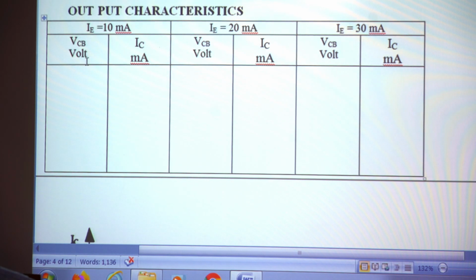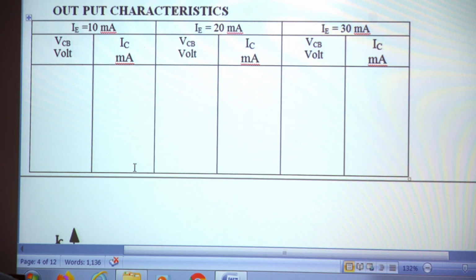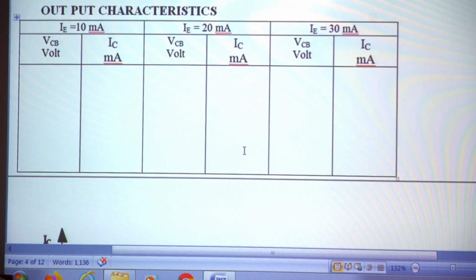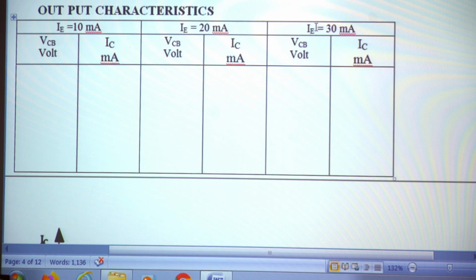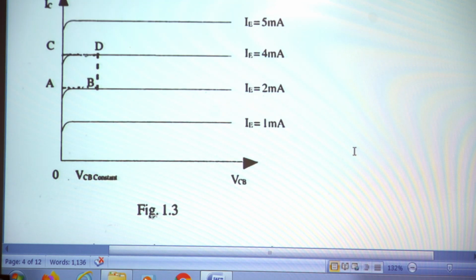volt. For each value of VCB we are finding the value of the collector current IC. It is repeated. For another value of IE, 20 milliampere, the collector base voltage and the collector current are noted. Again for another value of IE, 30 milliampere, the collector base voltage is changed and the collector current is measured or noted. Then we are plotting a graph. We are getting a graph like this.